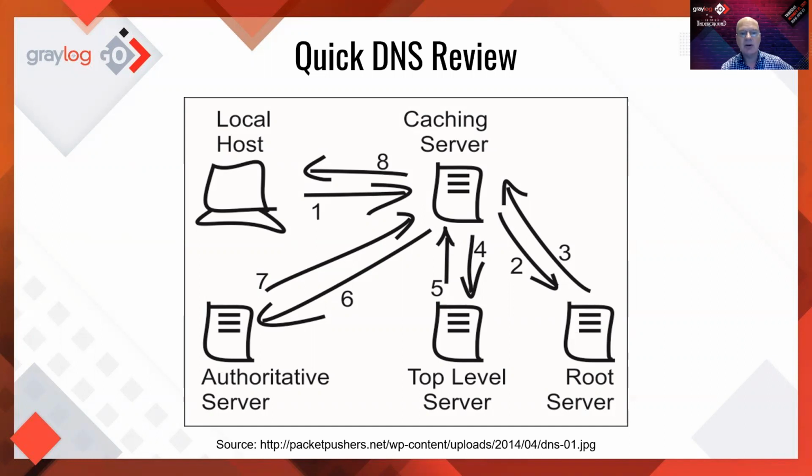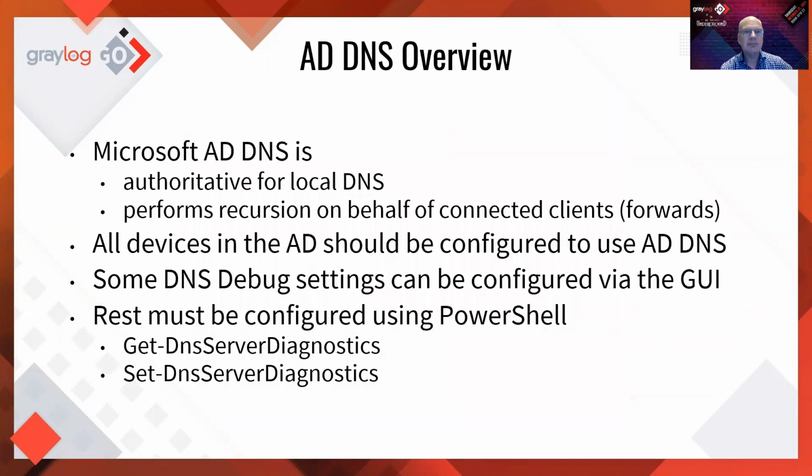This cache server then goes and asks one of the authoritative servers and then gets the answer that way. So an overview of Microsoft AD DNS. Microsoft AD, or Active Directory DNS, is authoritative for local DNS, like we said, and it performs recursion on behalf of connected clients. So it forwards all of those queries to somewhere on the outside.